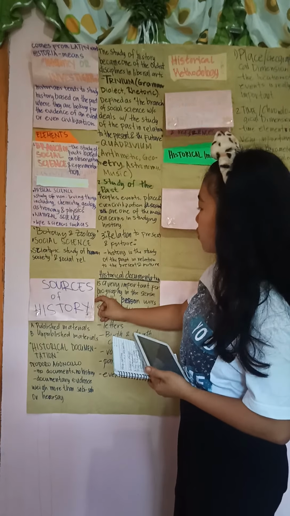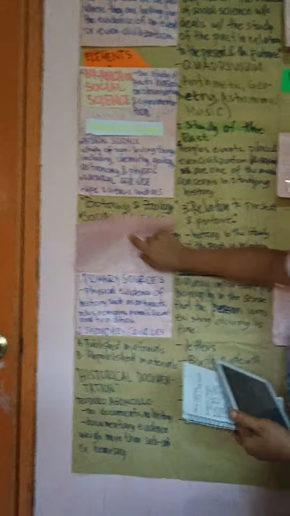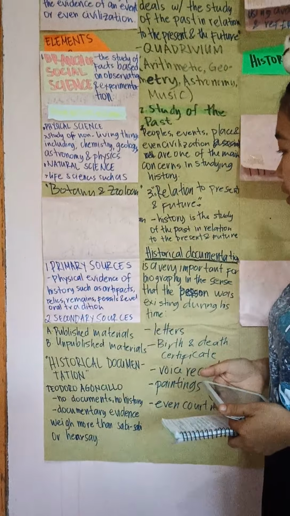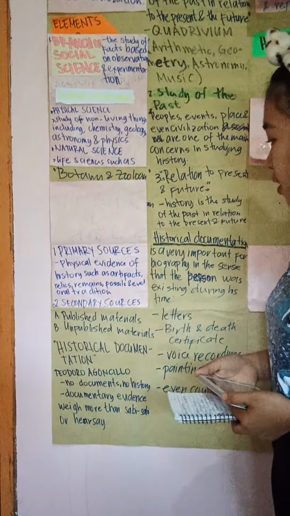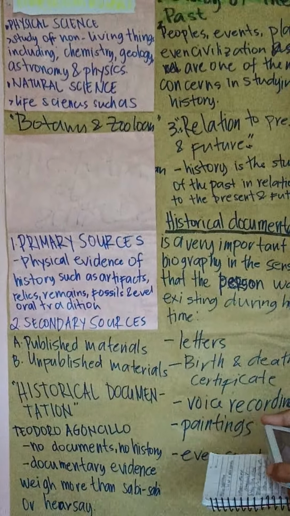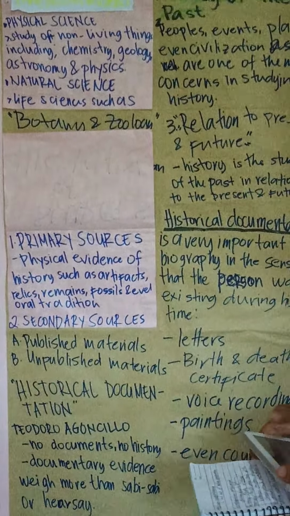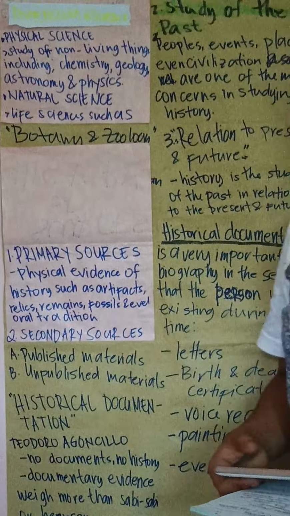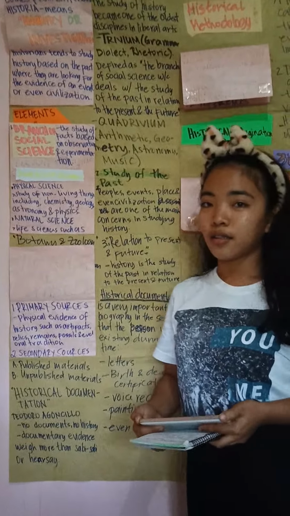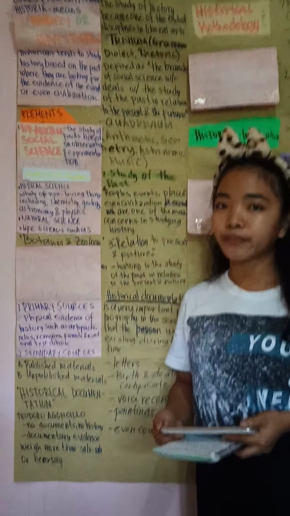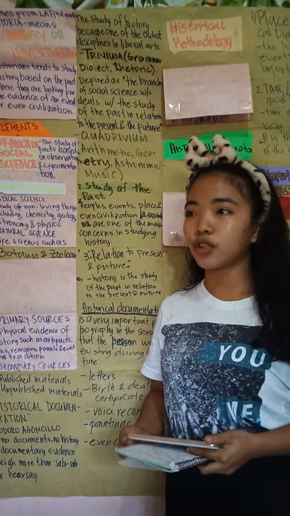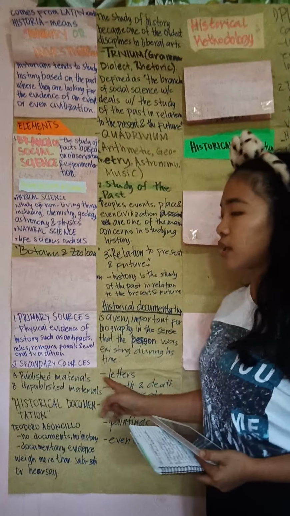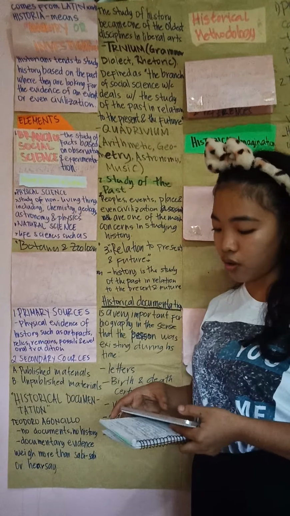Next, we will talk about sources of history. So, primary sources and secondary sources. Physical sources, evidence of history such as artifacts, relics, remains, fossils, and even oral tradition. Meaning, kung saan nagmula ang original na may akda. For example, gumawa ako ng isang poem na ako lang ang may akda nun. Kapag pinablish ko siya, or pag hindi ko man pinablish at nabasa ng iba, meaning secondary na yon. Kasi nga, may nakabasa na sa sinulat kong poem.